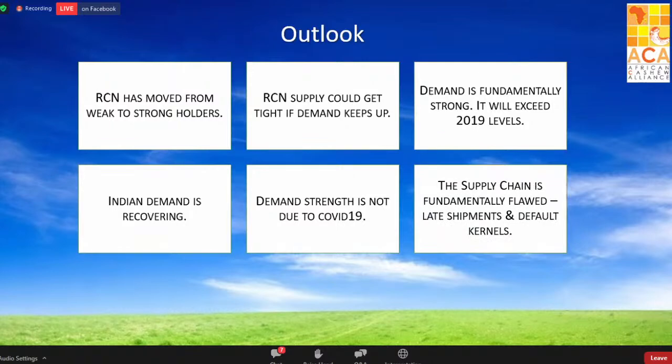We shouldn't forget this supply chain. I've said this many times in this event over this year. This supply chain is fundamentally flawed. So we're likely to see further late shipments. We're likely to see defaults on kernels contracts that were made at low prices. And as long as we continue to ship 2 million tons of RCN halfway around the world, we're going to see continued disruption and continued volatility in the market.